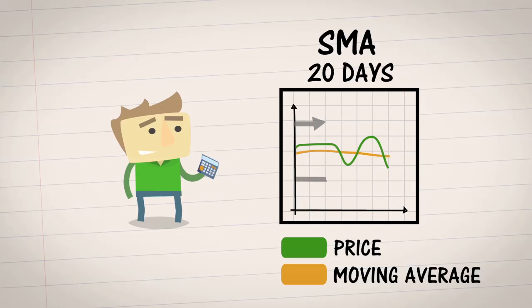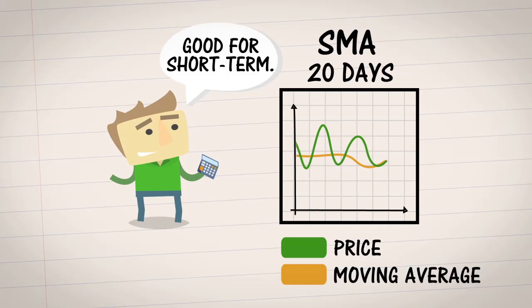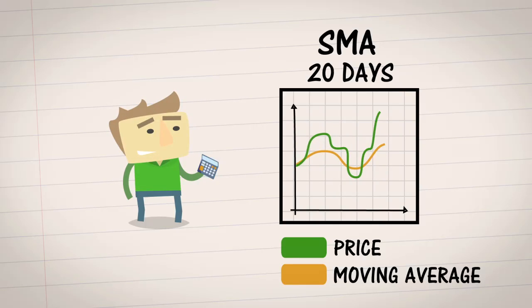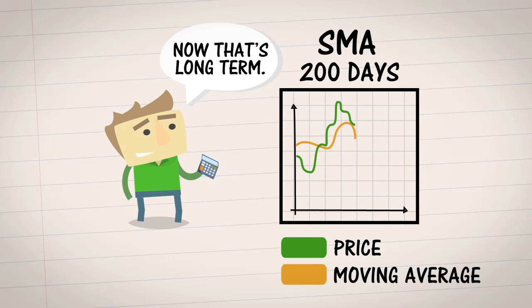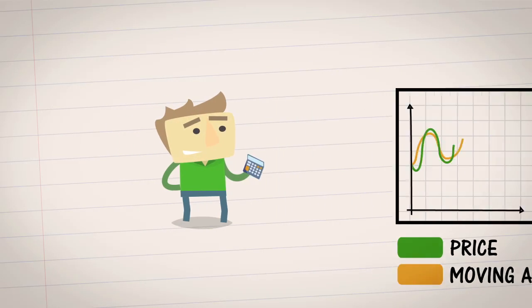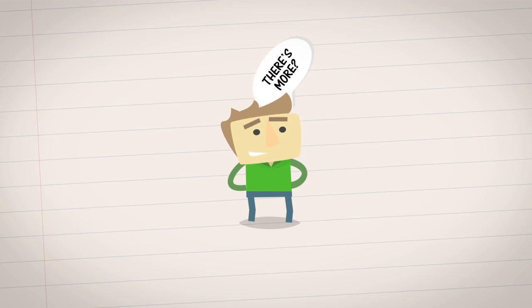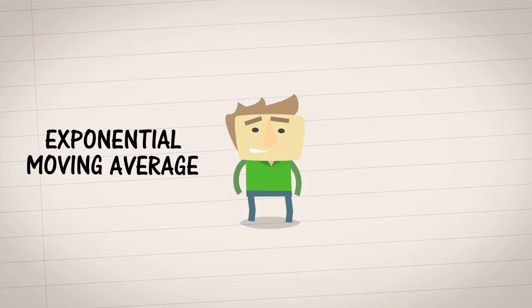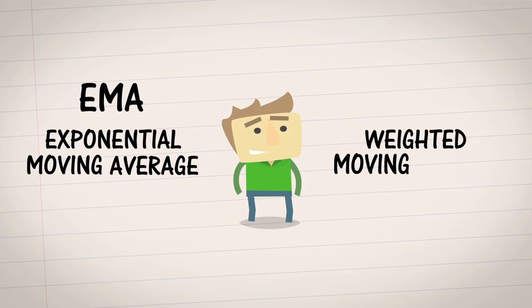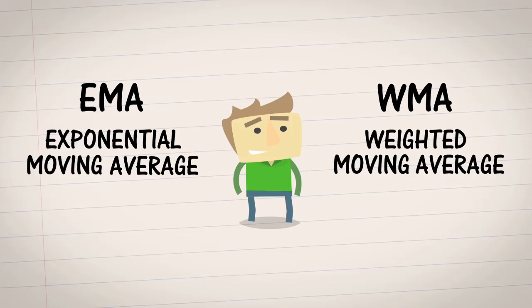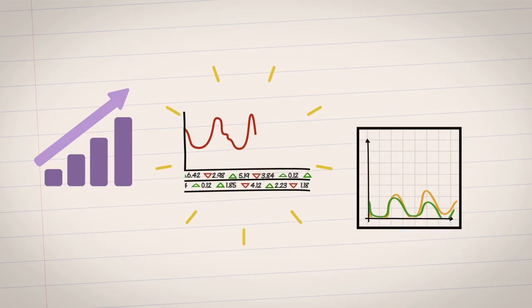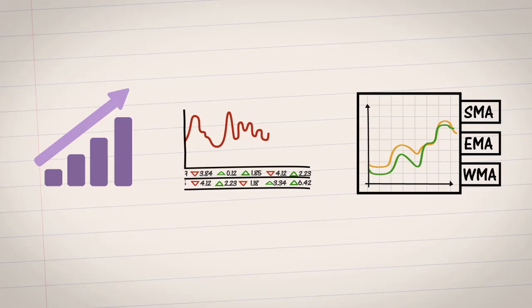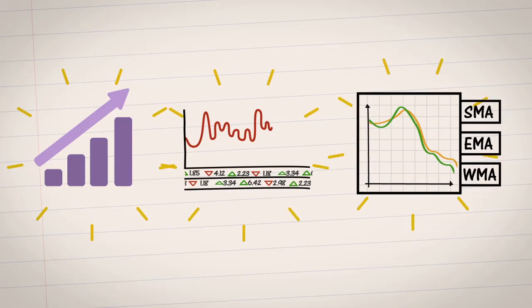A 20-day SMA gives a good picture of the short-term trend, but you can also use other periods, like the 50-day SMA and the 200-day SMA, for the long-term trend. Those aren't the only moving averages, however. There's the exponential moving average, or EMA, and the weighted moving average, or WMA, which gives more weight to recent prices. As a trader, you can use any of these techniques individually, but for the most accurate picture of market trends, you should use them all.